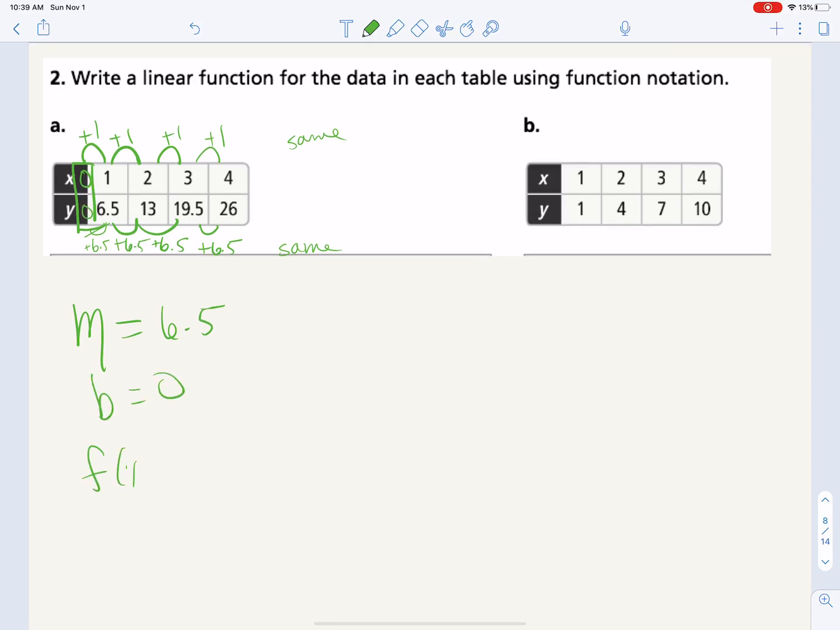So we would say f of x equals 6.5x plus 0. Now, of course, guys, you know you don't need to say plus 0 at this point. You would just say equals 6.5x. So why don't you pause it and do B and push play when you're ready.